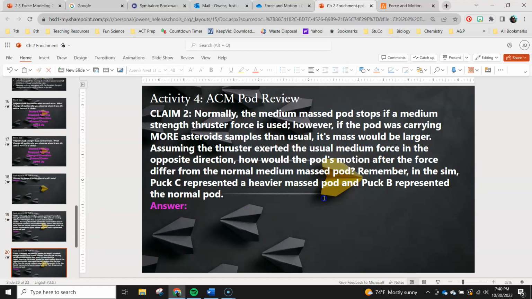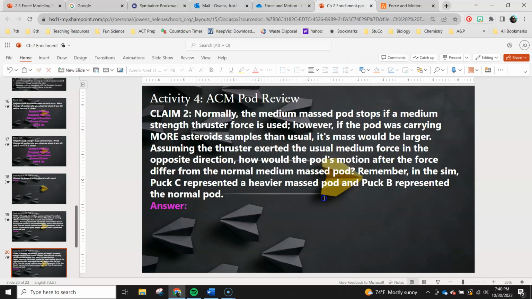So claim 2, normally the medium mass pod stops if a medium strength thruster force is used. However, if the pod was carrying more asteroid samples than usual, its mass would be larger. Assuming the thruster exerted the usual medium force in the opposite direction, how would the pod's motion after the force differ from the normal medium mass pod? Remember, in the sim, puck C represented a heavier mass pod and puck B represented the normal pod.